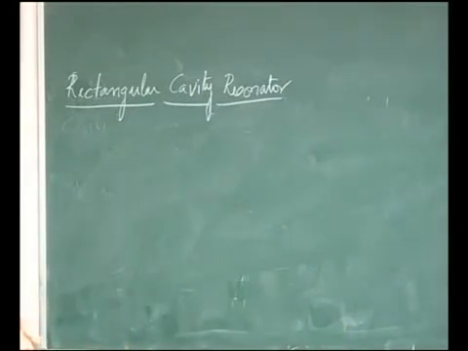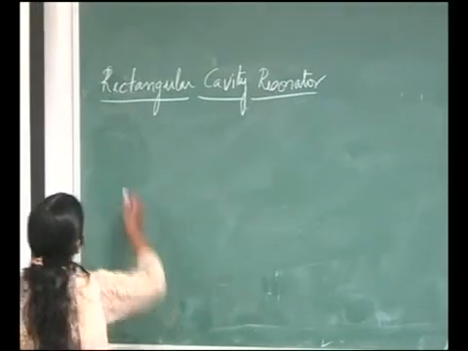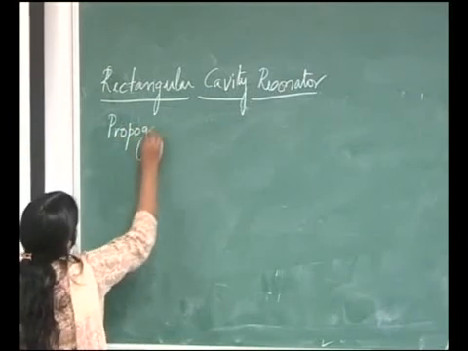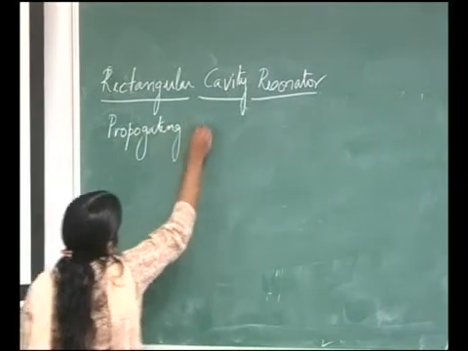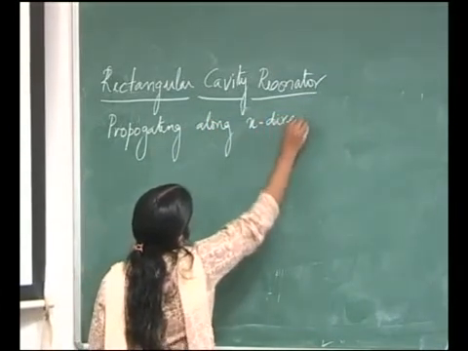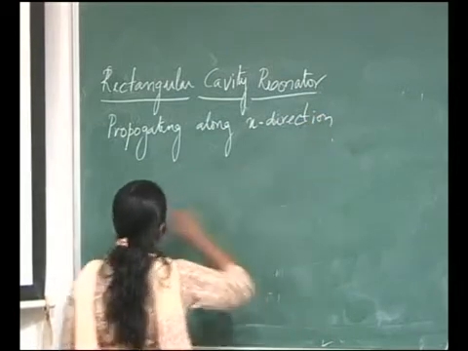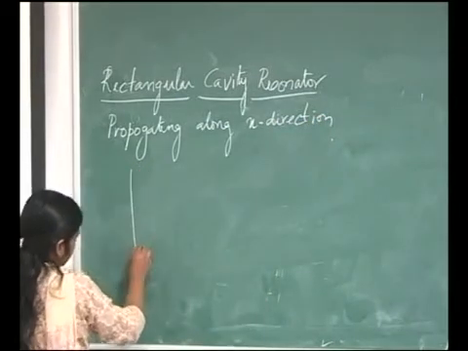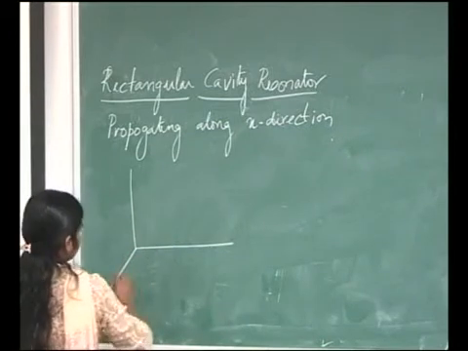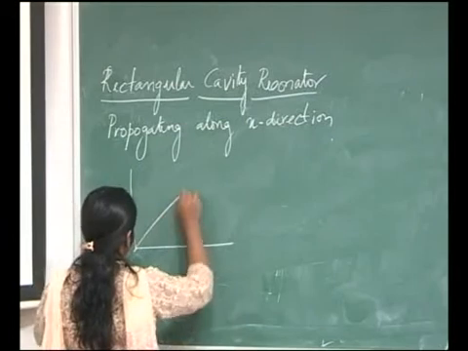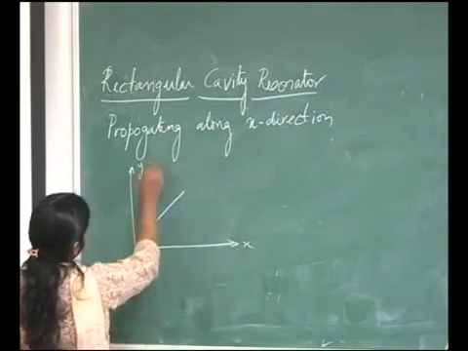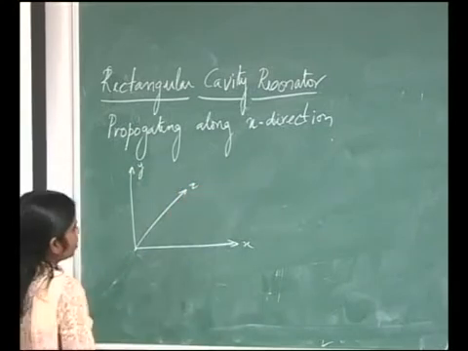Okay. So we will consider propagation along x axis. So wave is propagating along x direction. So let me make a small cavity, or I will take x in this direction. So this is x, this is y, and this is z.